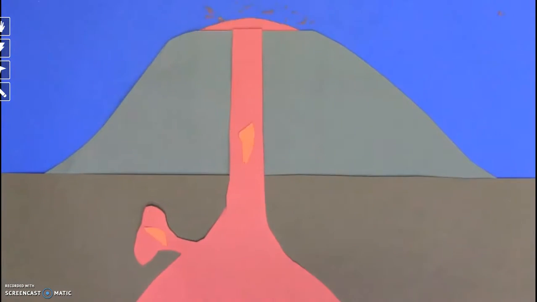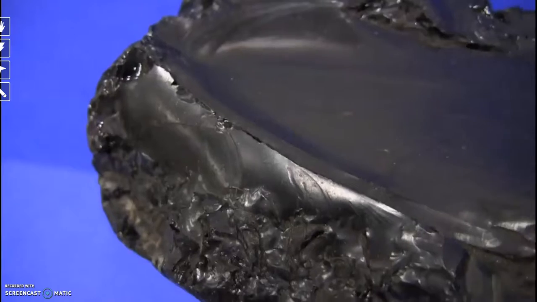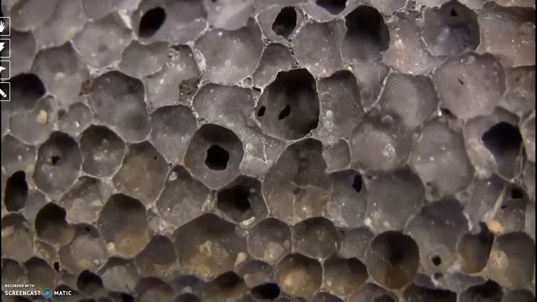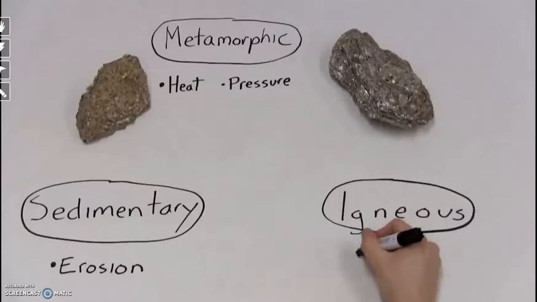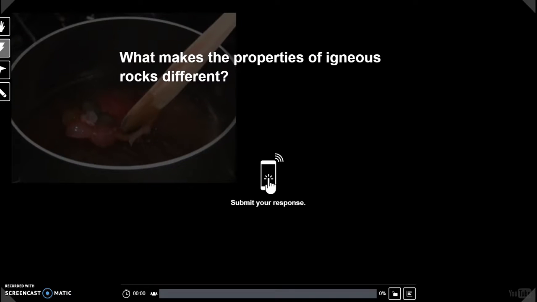When rocks get superheated deep within the Earth, they melt and form a liquid called magma. If magma rises to the surface or moves up in the Earth's crust, it begins to cool. Igneous rocks have a uniform structure throughout, but will have different properties depending on whether they cooled on the Earth's surface or within the crust.